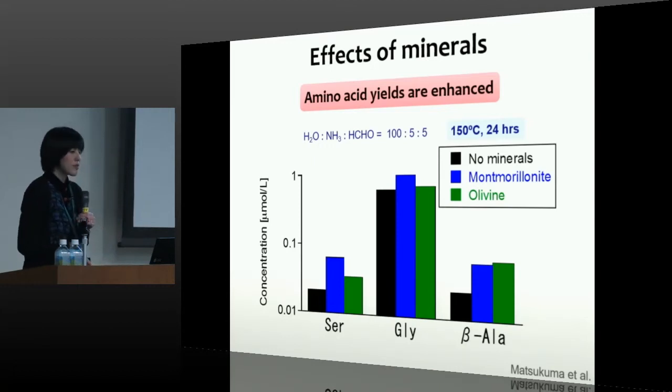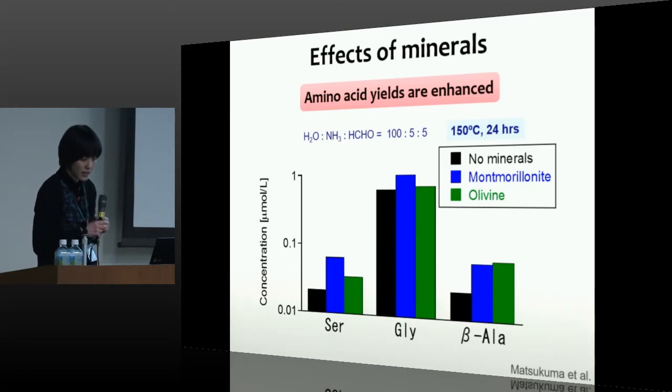Looking at the effect of minerals, this is a very preliminary result from one of my students. This is a slightly different starting material from the previous one. But generally, if you add minerals like montmorillonite or olivine, they enhance the yield of beta-alanine, but not significantly for glycine.